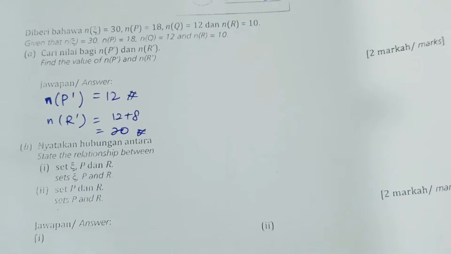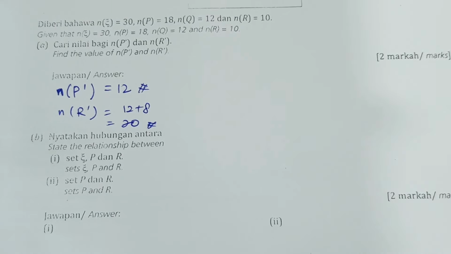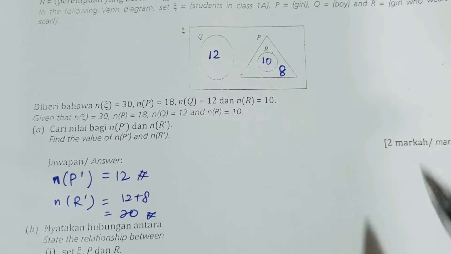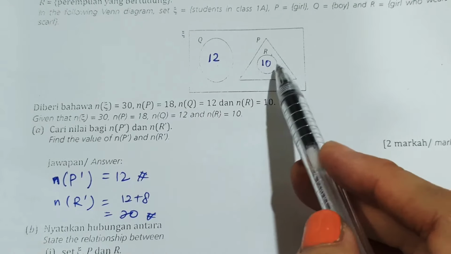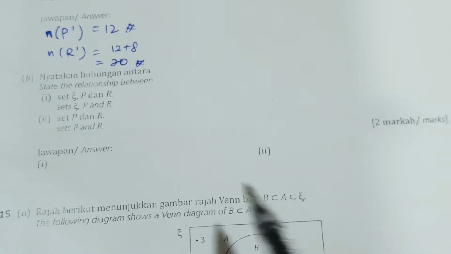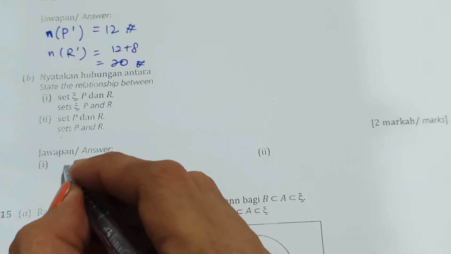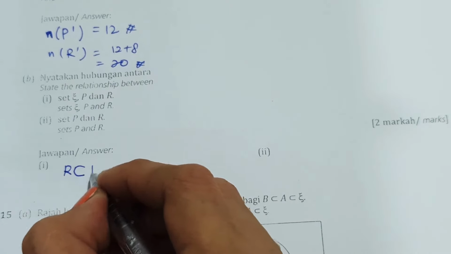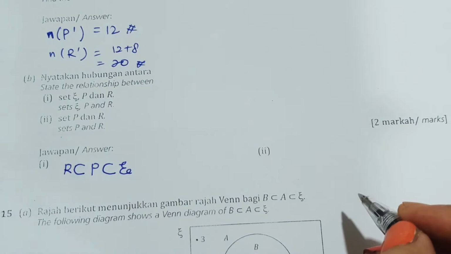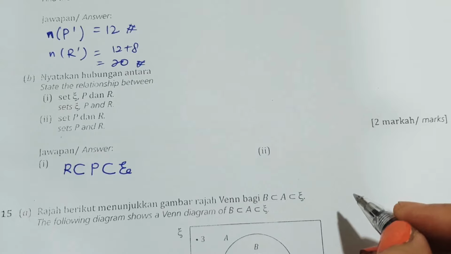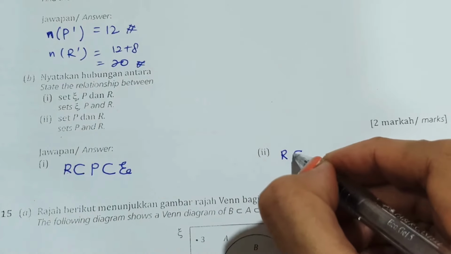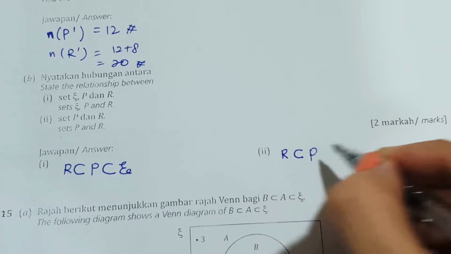Now next, what is the relationship between the universal set, P and R? Where's P and R? So this is P, this is R, this is universal set. So notice that R is in P, P is in universal set. Therefore, we can use the symbol that goes this way. R is the subset of P, whereby P is a subset of universal set. That's it. And part 2, the relationship between the P and the R. The relationship is very clear, isn't it? R is subset to the P. That's it.